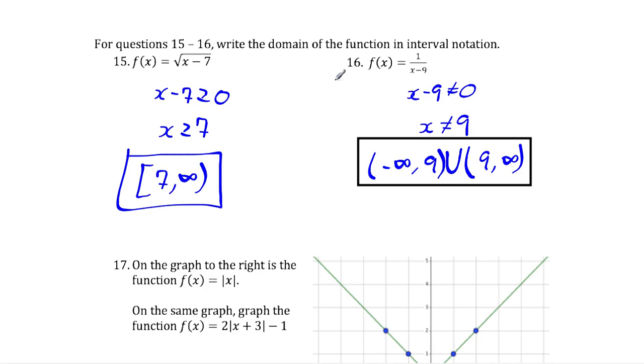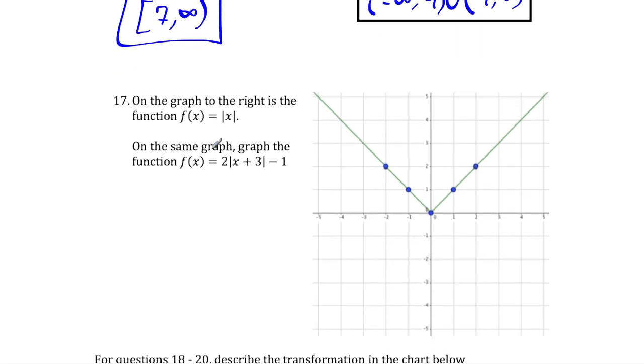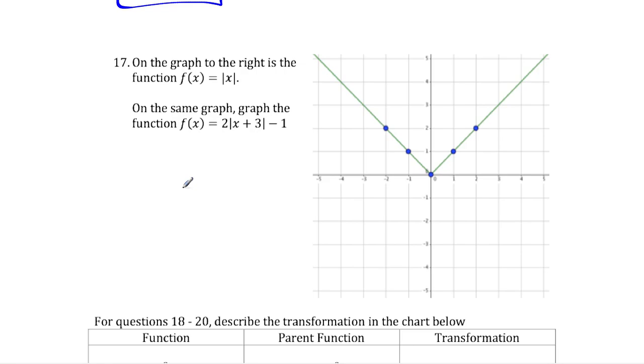So when you're looking at these, what's the domain going to be? Remember, domain means what can x be? What can you plug in? Sometimes it's going to be easier, rather than trying to figure that out, to ask, well, what can't x be? And go from there. Here on the graph to the right is a function of the absolute value of x. So what we want to do is graph the function 2 times the absolute value of x plus 3, minus 1.